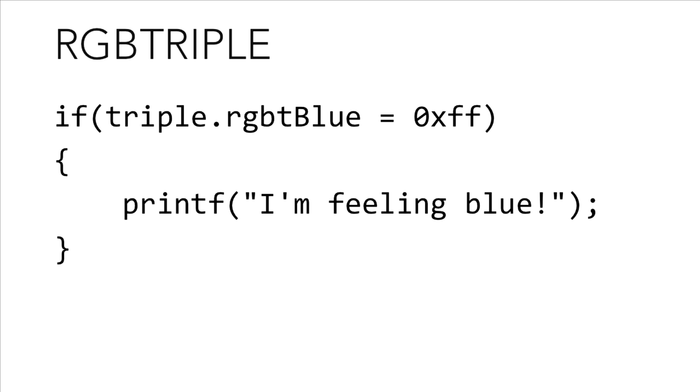Next, what if I want to check the value of something? I could have something that checks whether the triple's rgbtBlue value is FF and then print "I'm feeling blue" as a result. Now, that doesn't necessarily mean that the pixel is blue, right? Because the pixel's green and red values could also have non-zero values. All that this is checking for is a full blue color. But all pixels could also have partial color values, like this next example here.